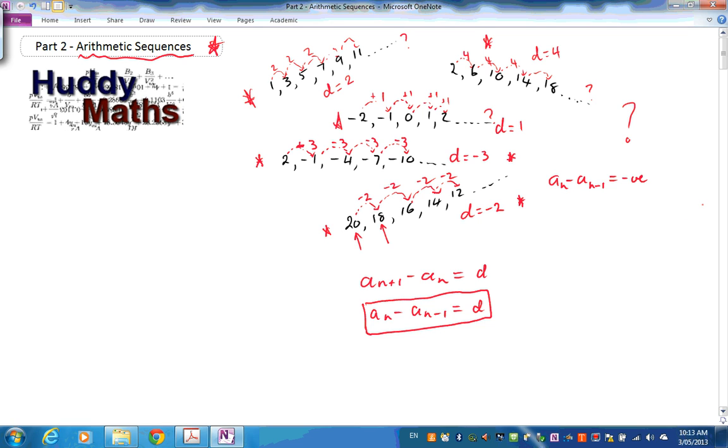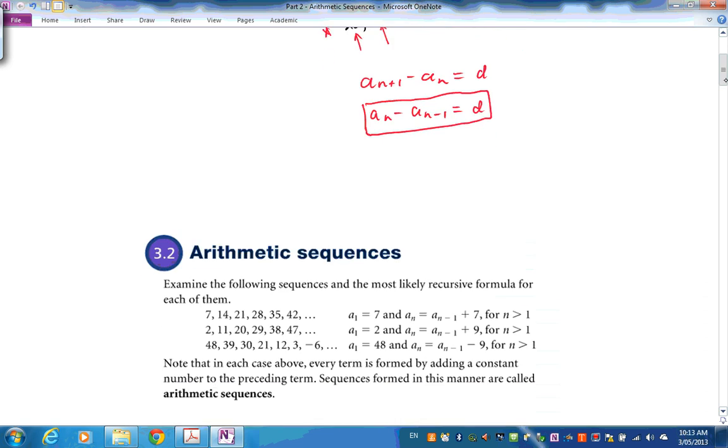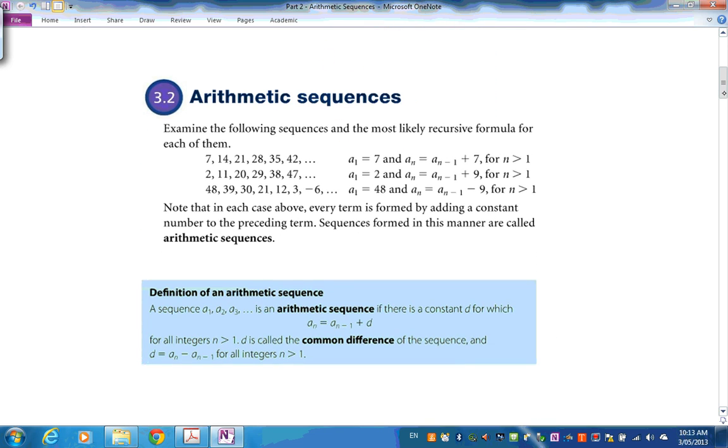Now let's have a look at what Pearson's have got to say about this. Here's their definition, and we're looking at a recursion approach. 7 goes to 14, goes to 21. So there's a common difference there of 7. You could say the first term is 7, and to get any term, it's the preceding term plus 7. A common difference of 7. And you've got to start for n greater than 1. You're building up from the first term.